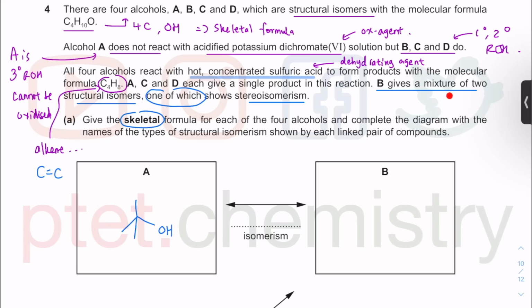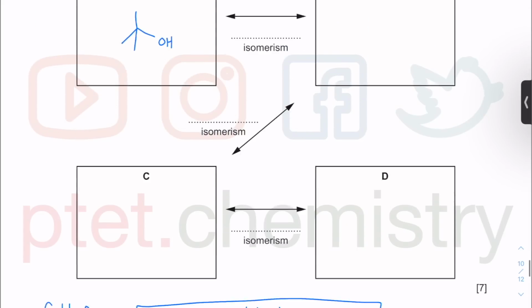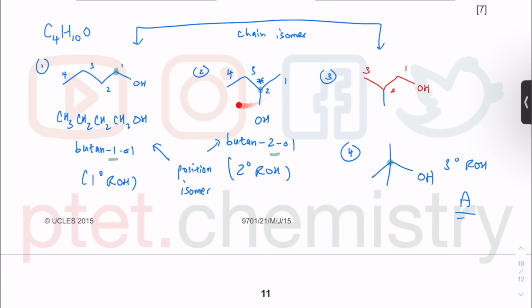B is the one that when you dehydrate, when you remove the H2O, is going to give you a mixture of 2 structural isomers. The structural isomer in this C4H8 is the one that will show stereoisomerism. So they were not asking for stereoisomerism in the alcohol itself.